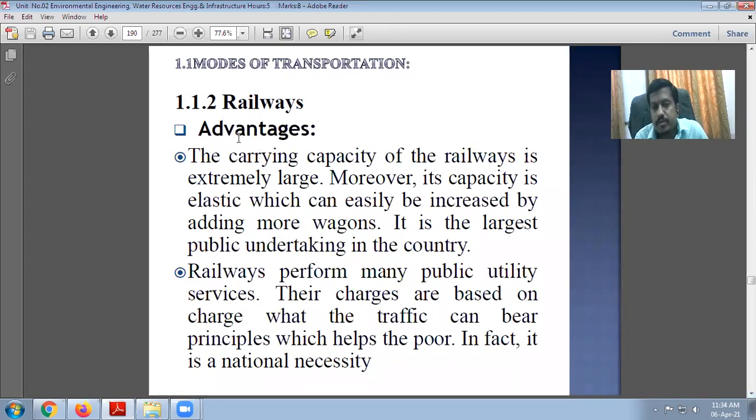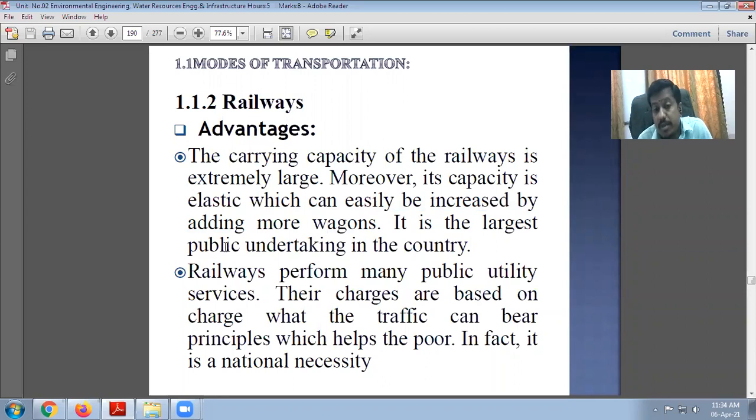त्यानंतर आहे, the carrying capacity of the railways is extremely large. Its capacity is elastic, which can be increased by adding more wagons. त्याची कॅपॅसिटी तुम्ही वाढवू शकता. कसं वाढवायचं? फक्त रेल्वेला डबा वाढवायचा. ठीक आहे, हे जे रेल्वेचे डबे असतात ना, त्याला वॅगन्स असं म्हटलं जातं. ठीक आहे, वॅगन्स.